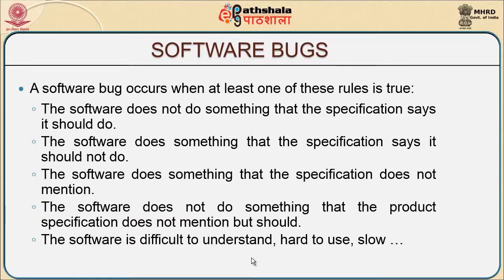Now, we will try understanding certain rules which a software bug has to come across. A software bug occurs when at least one of these rules is true. So, it is certainly dependent on all these 5 rules. Software does not do something that the specification says it should do. That is what we are tending to say here.